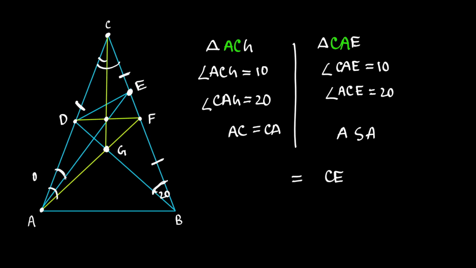C is opposite to the 10 degrees angle. So this will be opposite to this 10 degrees angle, right? Again, this is 10 degrees. This is opposite in CAE. In ACG, this is the 10 degrees angle and the opposite is AG. So CE is equal to AG.